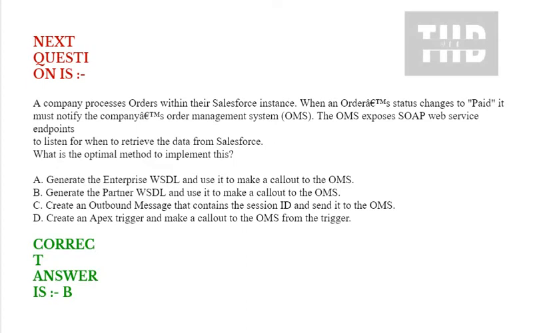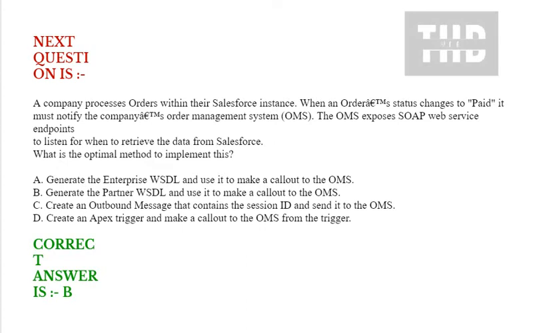The OMS exposes SOAP web service endpoints to listen for when to retrieve the data from Salesforce. What is the optimal method to implement this? Option A. Generate the enterprise WSDL and use it to make a callout to the OMS.